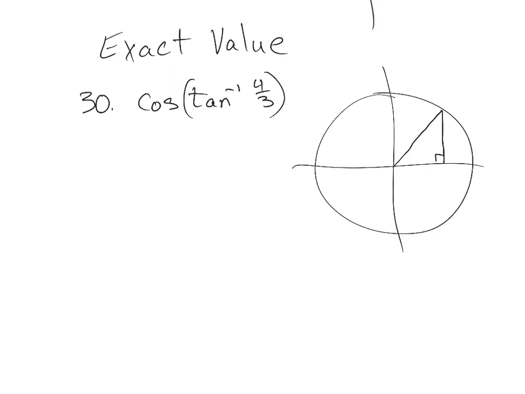So this is what I want you to do. Figure out what quadrant you're in. Draw a right triangle. Tangent represents y over x, doesn't it? So my y is 4. My x is 3. What is my hypotenuse? Everybody should know this is a 3, 4, 5 right triangle. Okay? All right, now, what's the cosine then? Cosine represents adjacent over hypotenuse. So what is it?